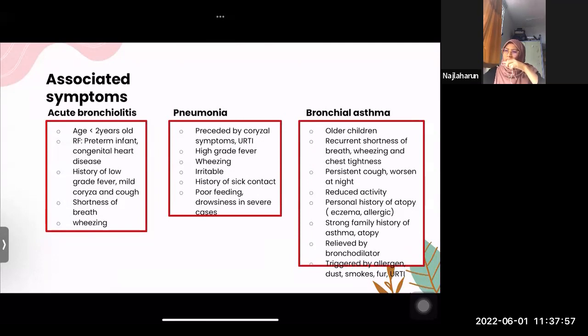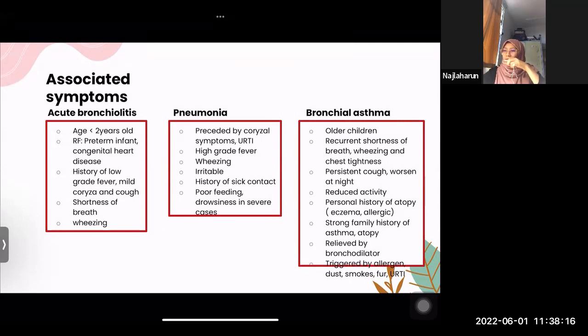In case of pneumonia, usually the patient comes with a high-grade fever which is preceded by a history of coryza symptoms and also upper respiratory infection. They also have wheezing, and in pneumonia you can see that the children look irritable and ill-looking. Maybe ask about the history of sick contact.